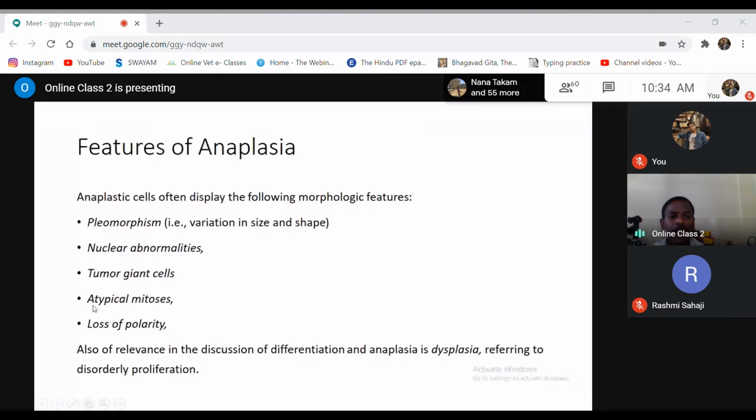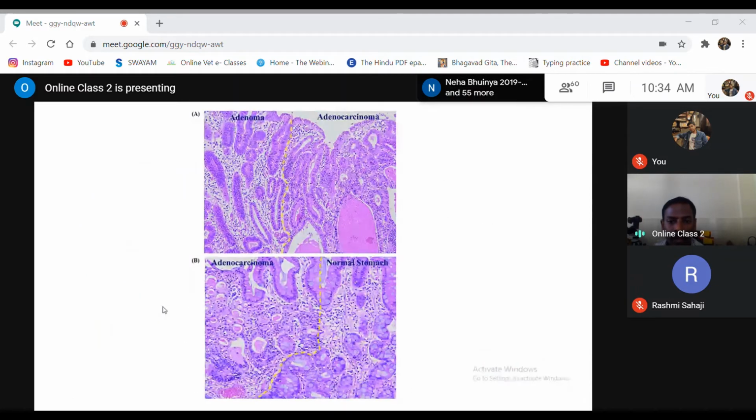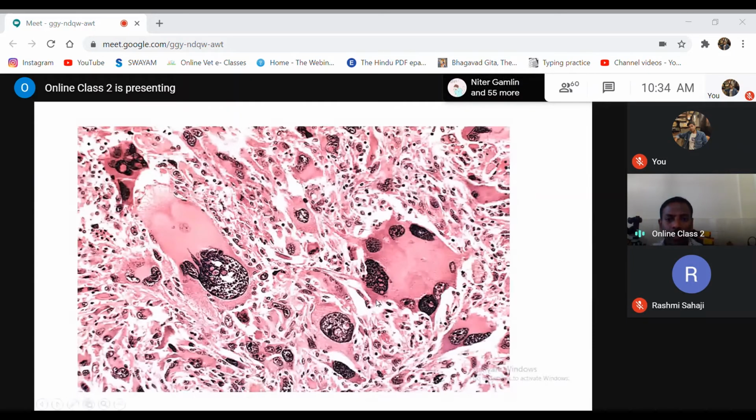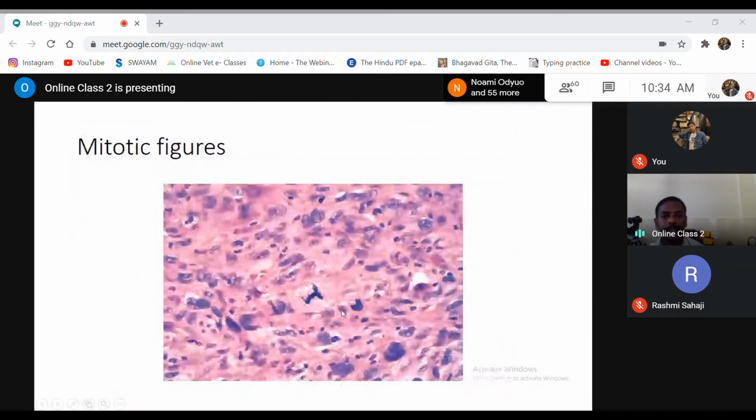Then you can also find atypical mitosis. These features are usually referred to as mitotic figures. See this picture. Again, in this picture you can see the size of the nucleus. This is one nucleus. See the size, how it is. It is elliptical, this is oval.